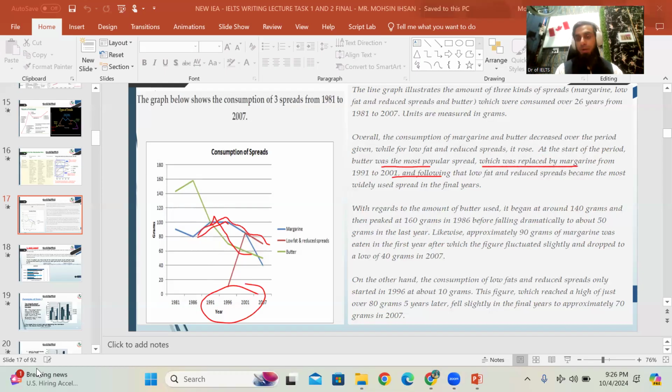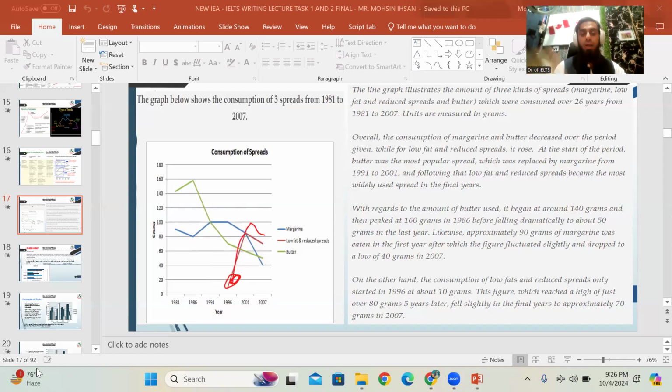Which was replaced by margarine, and following that, low fat and reduced spread became the most widely used spread in the last 5 years. And this spread is used so far; this became more widespread, this became more popular.